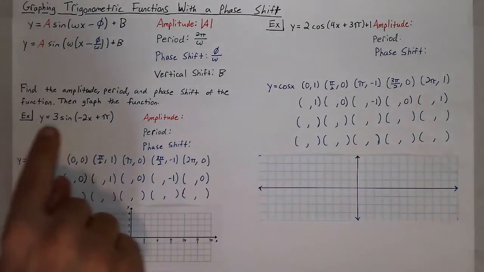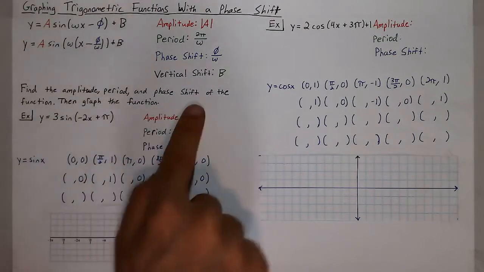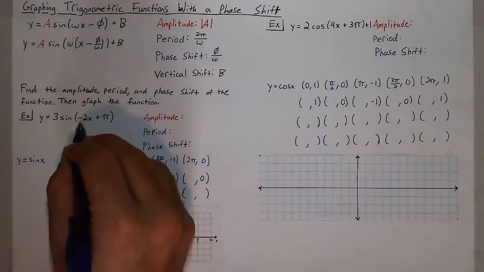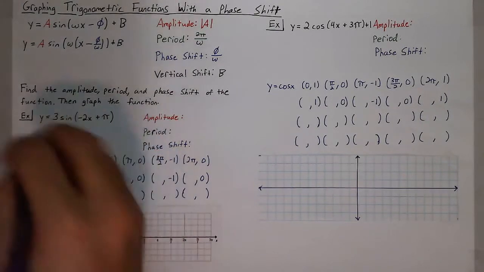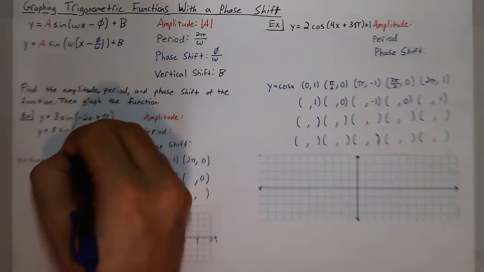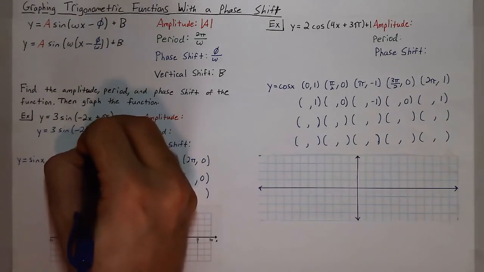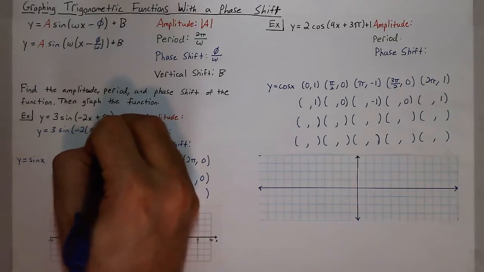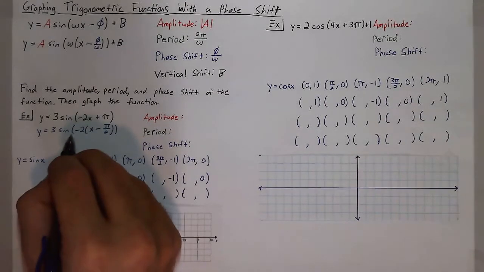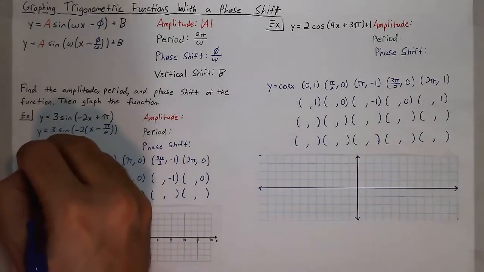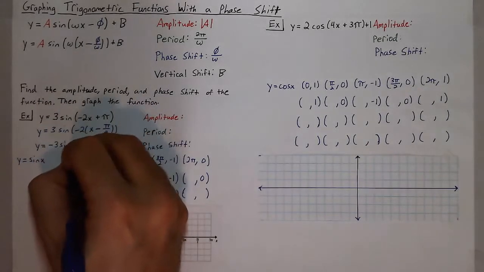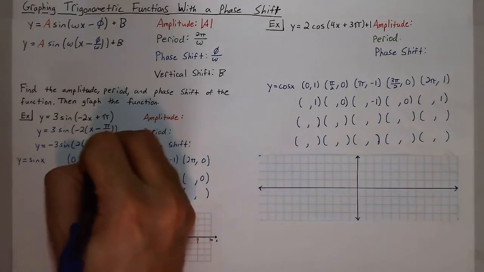So we're looking at this first example. We're going to find the amplitude, period, and phase shift, and then graph the function. I see that I have this negative 2x, so I'm going to factor that out first. So I'll have y is equal to 3 sine of negative 2 times x minus pi over 2. Now I still have that negative inside of a trig function, so I can also use the even-odd properties to take care of that. And I'll have negative 3 sine of 2 times x minus pi over 2.